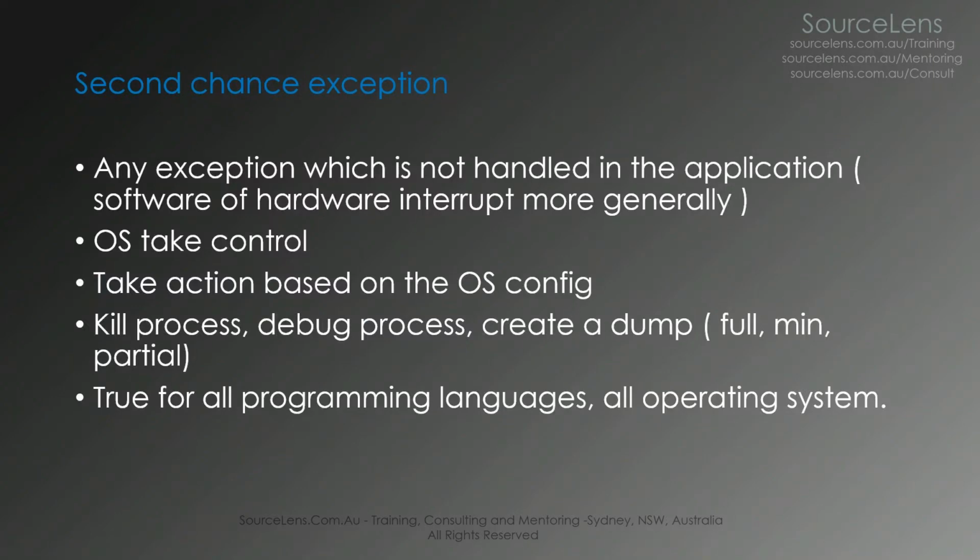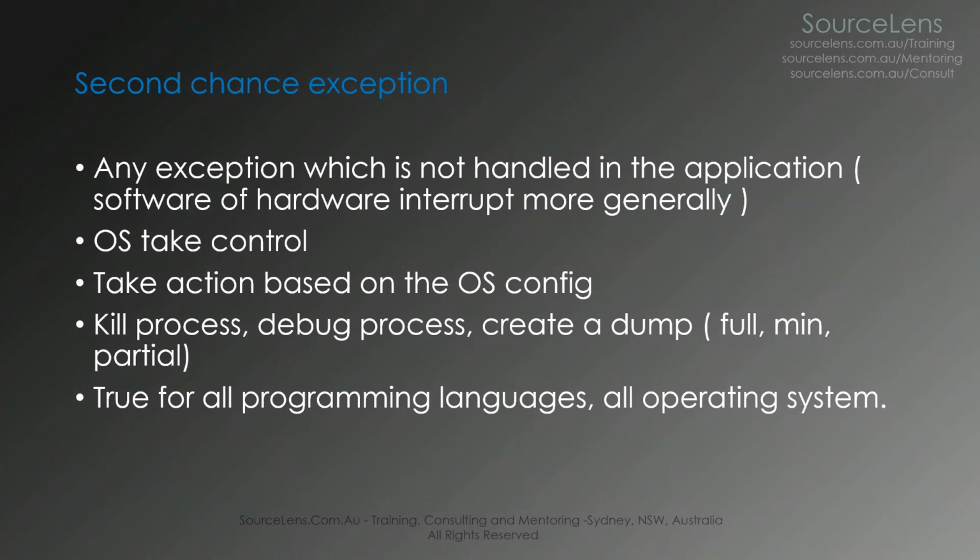Now let's discuss some theory behind what we have seen so far. A second chance exception is what we call a crash in normal cases. These are exceptions which are not handled by the application. The application doesn't know what to do with that exception, so it hands it over to the operating system, and the operating system handles it. In this case, it has generated a dump for us. We changed some of the registry keys of the operating system, configuring it to instruct what to do when an application crashes. That's pretty much what we did.